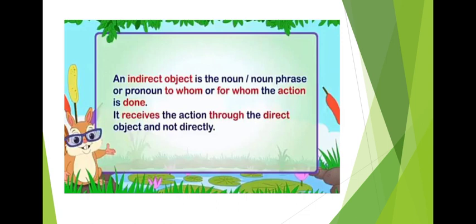So here, the indirect object will receive the action only through the direct object. It cannot receive the action directly, but it has to be received through the direct object. So this is the reason why we call it an indirect object.